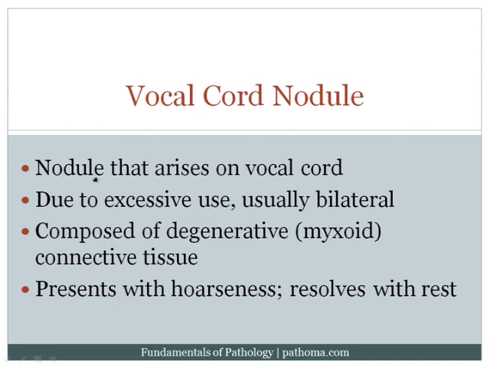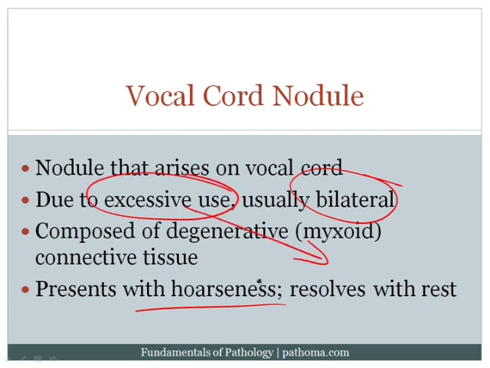Vocal cord nodules are nodules that arise on the vocal cord, and it's classically due to excessive use. So because it's due to excessive use, it's often bilateral. So you'll see one next to the other. These are composed of degenerative myxoid connective tissue, and it's going to present with hoarseness because of the disruption to the vocal cord. Now this is a wear and tear issue, and so it occurs because the patients have had excessive use, and of course it will resolve with rest.